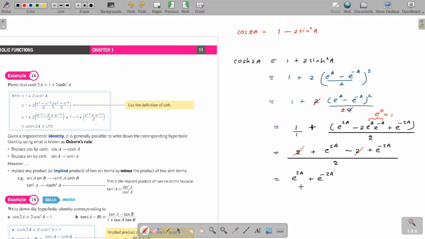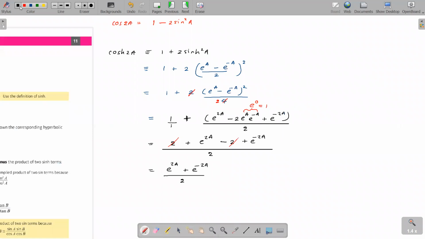All right, guys. So now, is this the formula for cosh 2a? You do recall, right? So cosh x was e to the x plus e to the minus x, divided by 2. So if it is cosh 2x or cosh 2a, replace x by 2a, right, guys? e to the power 2a plus e to the power minus 2a, divided by 2.